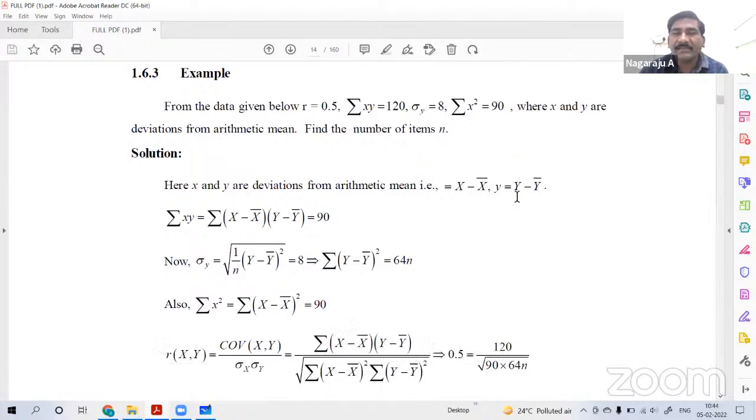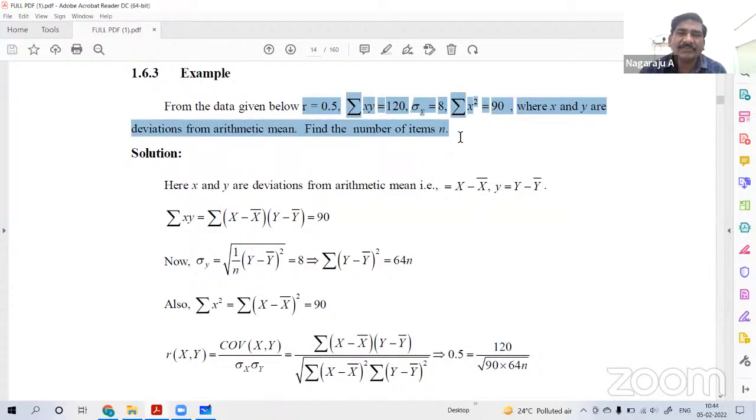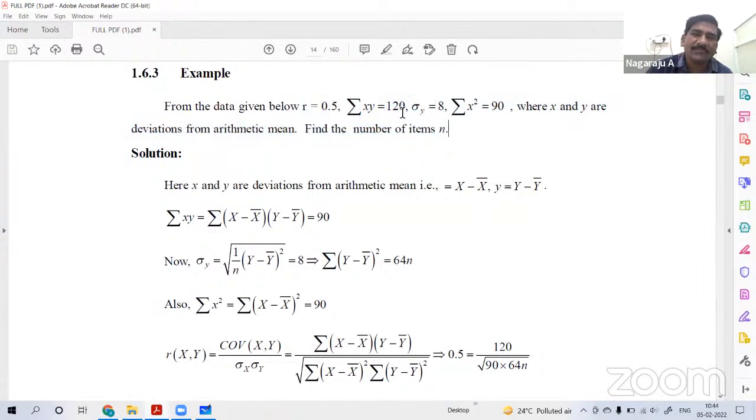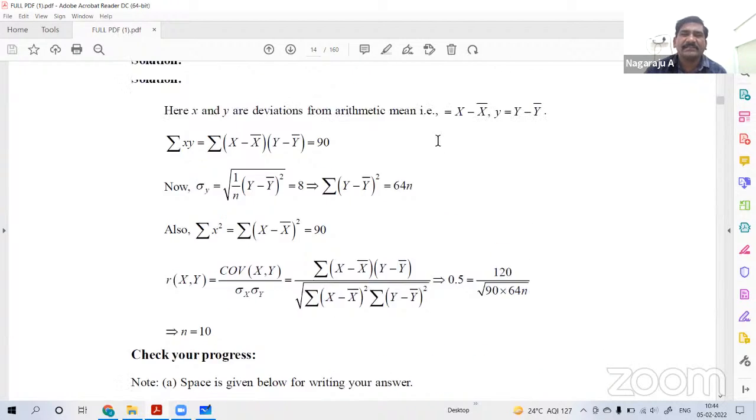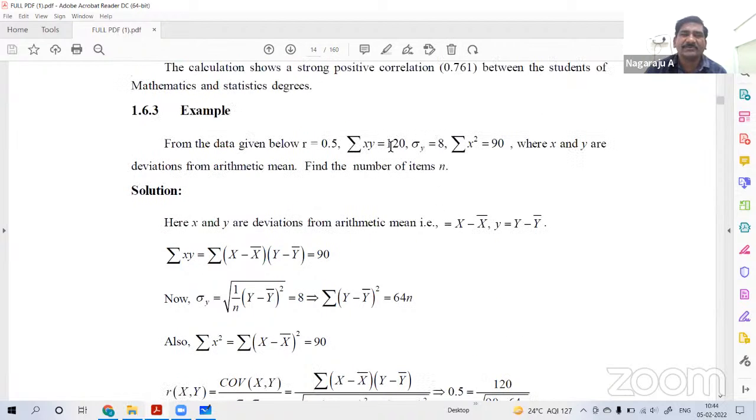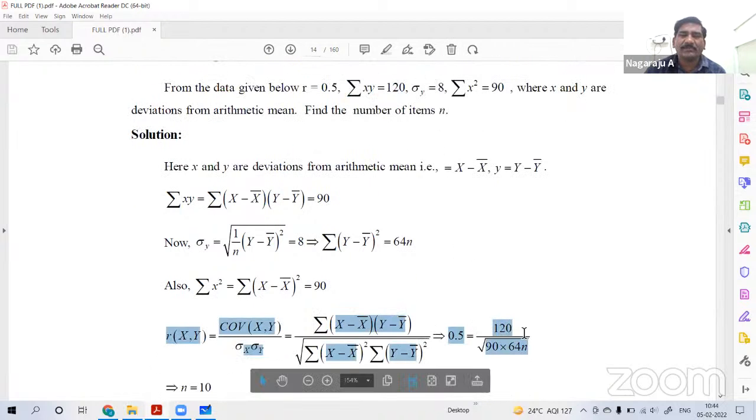Sometimes he will not give the data, he will just give the values. Now, the number of terms is what you want to identify. So I will substitute in the formula. It is the summation of Xi minus X bar, Yi minus Y bar. What data is given? It is 120, the summation XY. So 120 in the numerator.